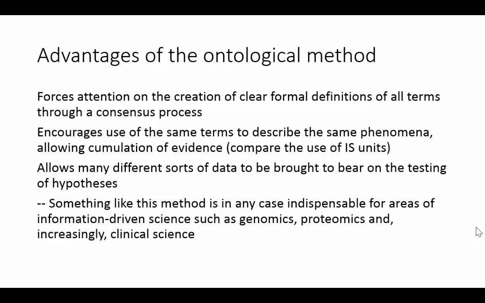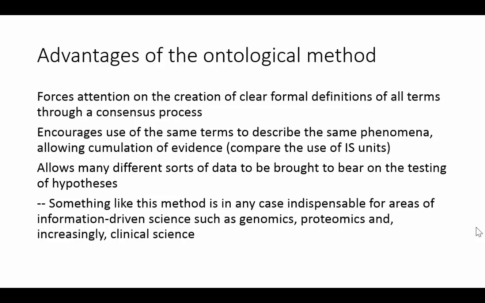And that's what happens when you develop terminologies within other areas of science. Secondly, it encourages the use of the same terms to describe the same phenomena and thereby allow accumulation of evidence. So this is what physics discovered when they invented the centimeter. If everyone uses a centimeter, you can compare your results. Thirdly, it allows many different sorts of data in principle to be brought to bear on the testing of hypotheses. And fourthly, you're going to need to do this anyway soon because the data about medical phenomena is going to become much more stratified.